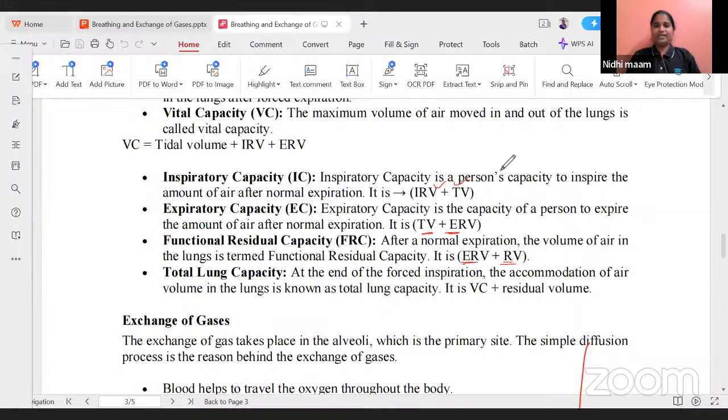Someone annotated here. Okay, just a minute. Total lung capacity is the accommodation of air in the lungs at the end of forced inspiration. So we also call it total lung capacity. So this is about the capacities and the volumes. Remember it. Okay? Fine. So let us come to the point here.